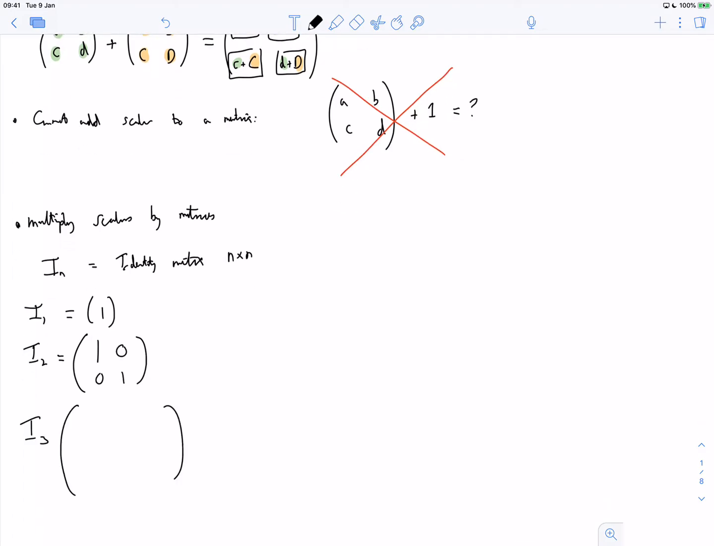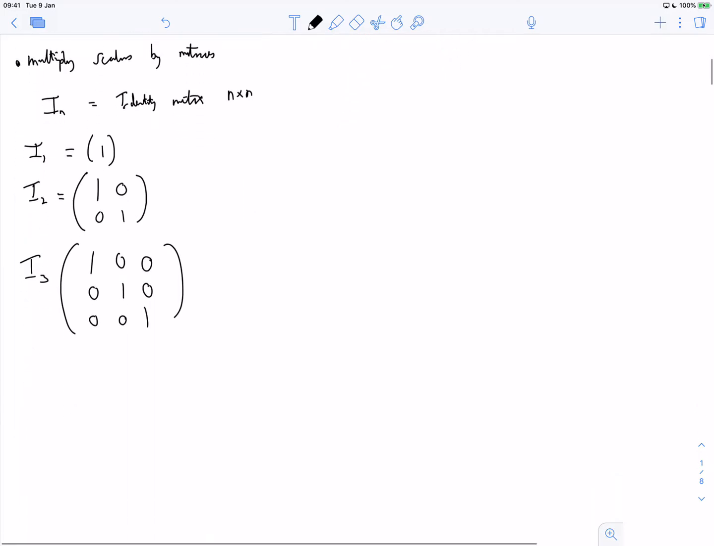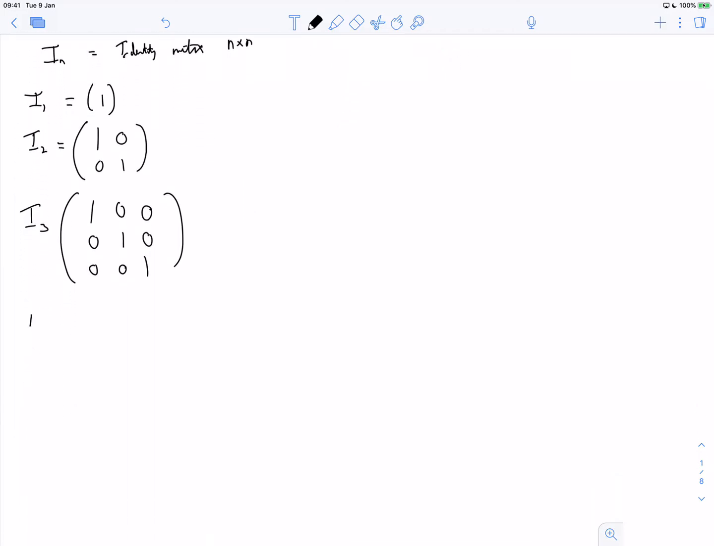I3 would be a 3 by 3 matrix, and it's got 1s down the diagonal and zeros everywhere else. And hopefully you're getting the idea now. But I4 would be a 4 by 4 matrix with 1s down the diagonal and zeros everywhere else.